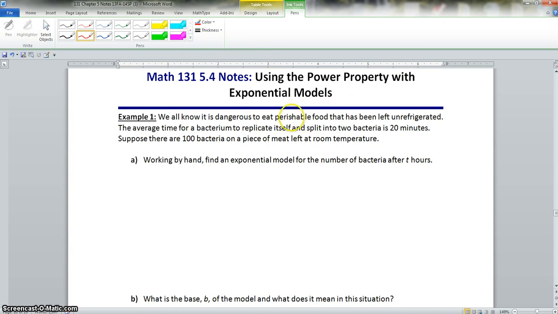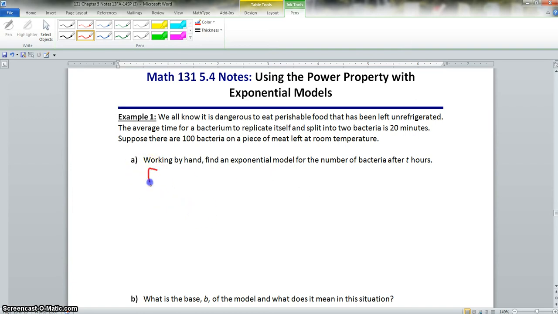Example 1. We all know it is dangerous to eat perishable food that has been left unrefrigerated. The average time for a bacterium to replicate itself and split into two bacteria is 20 minutes. Suppose there are 100 bacteria on a piece of meat left at room temperature. Working by hand, find the exponential model for the number of bacteria after t hours.